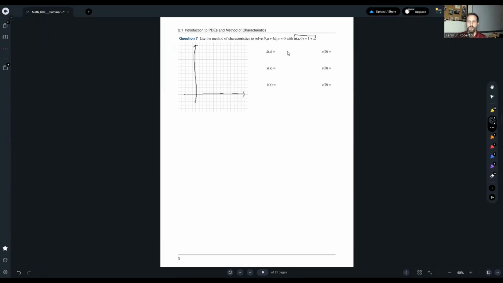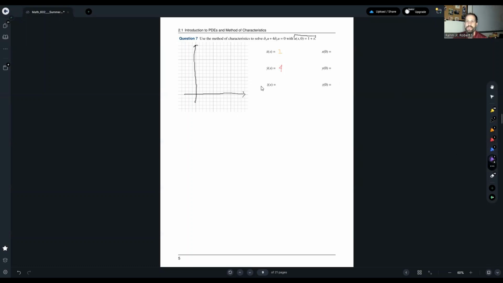Now the system of equations: x dot of s is always going to be what's multiplying the x derivative of u, which in this case is 1. y dot of s is always going to be whatever is multiplying the y derivative of u, which in this case is 4. In more complicated problems, these will be more complicated, but for now, the thing multiplying the y derivative of u is 4.